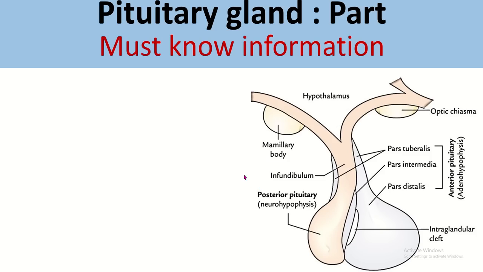So at first, the pituitary gland has two lobes, the anterior pituitary and the posterior pituitary. The parts of the anterior pituitary are pars tuberalis, pars intermedia and pars distalis. And this is the posterior pituitary. It's connected with the hypothalamus by the infundibulum, and this narrow portion which connects the whole pituitary gland with the hypothalamus is known as the pituitary stalk.